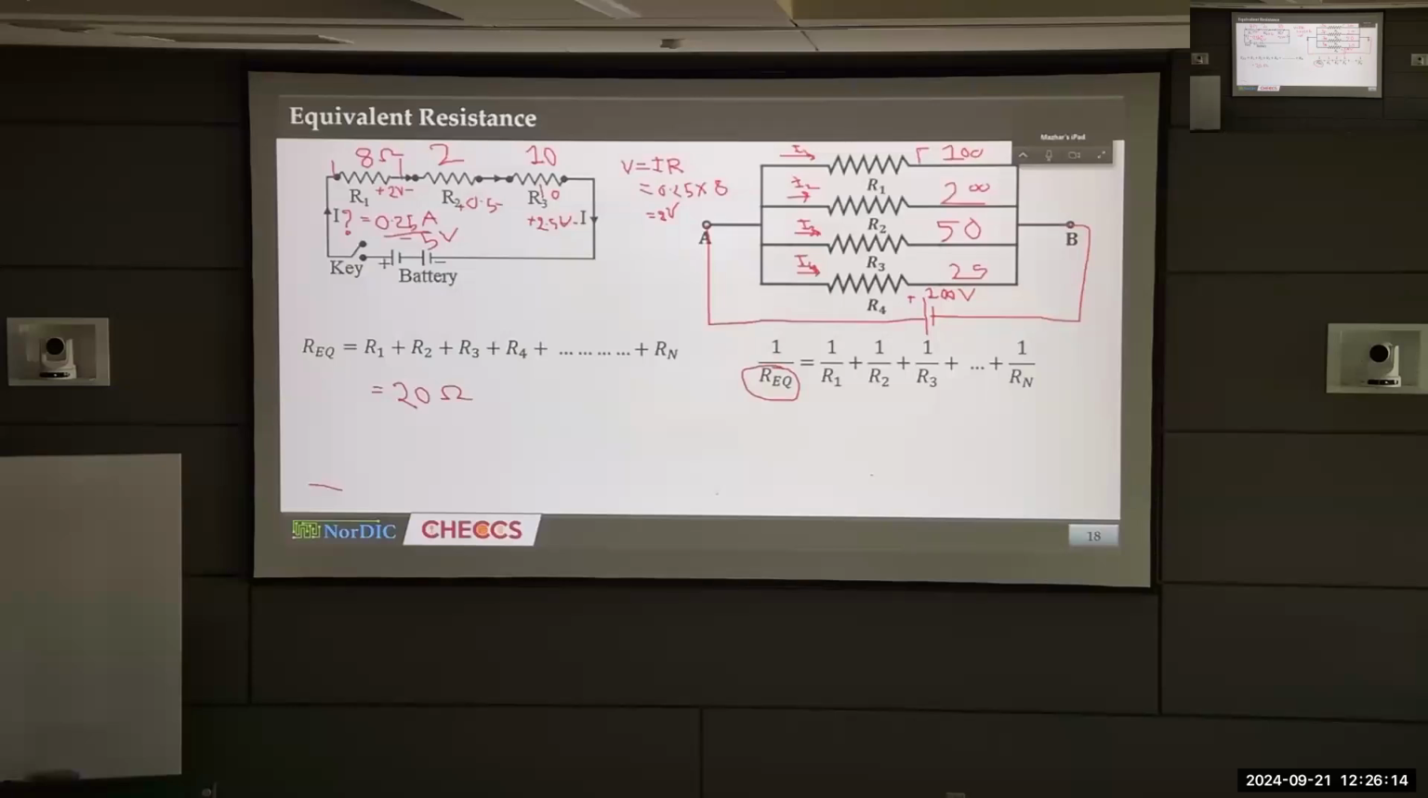Let me know when you guys are done. If anyone wants to tell me the values of the current levels, let me know. Like I1, what are the values of I1, I2, I3, and I4?